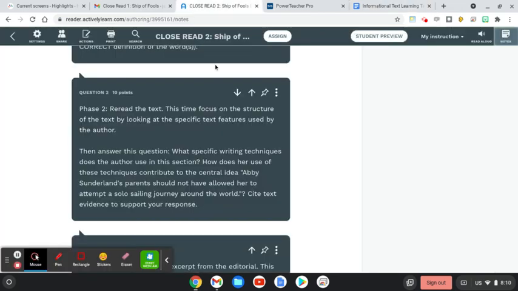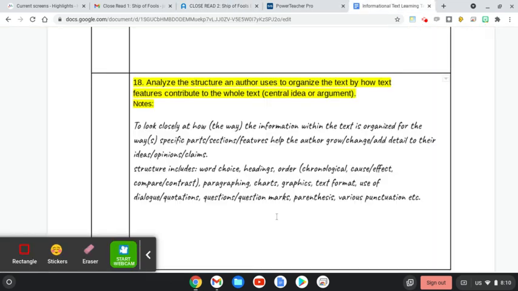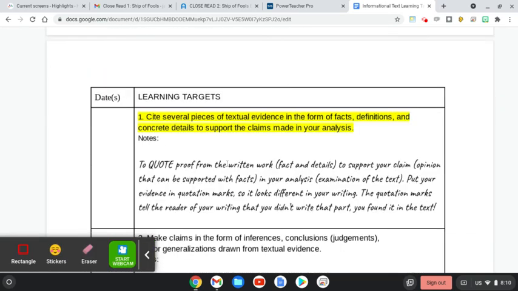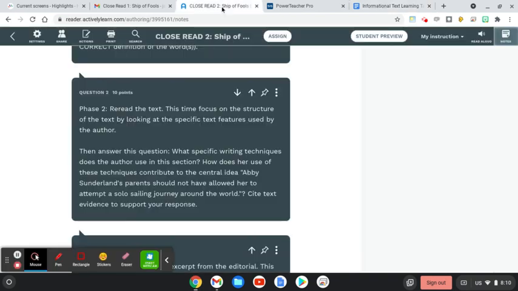Please make sure in this phase you also cite text evidence to support your response. So you are looking at learning target number 1, to cite text evidence to support yourself. Remember, text evidence is taking a sentence from that piece and quoting it as your proof for how that claim you made as your response to the question can be supported. So make sure you're doing that in phase 2.